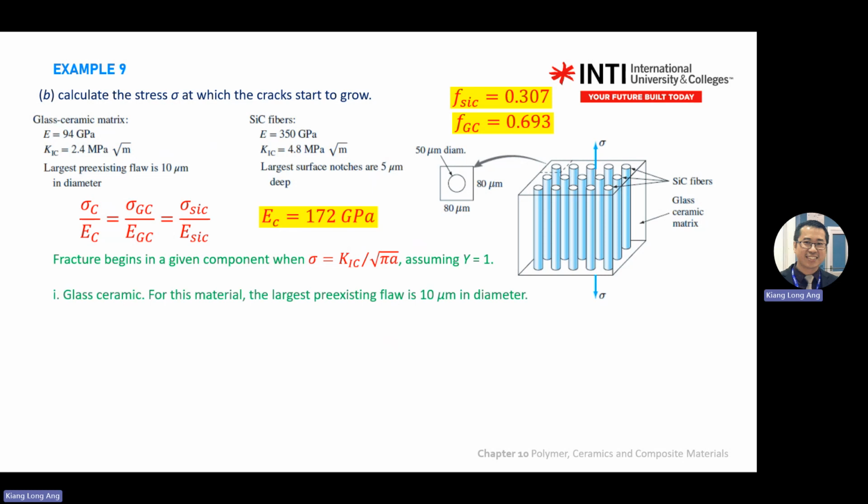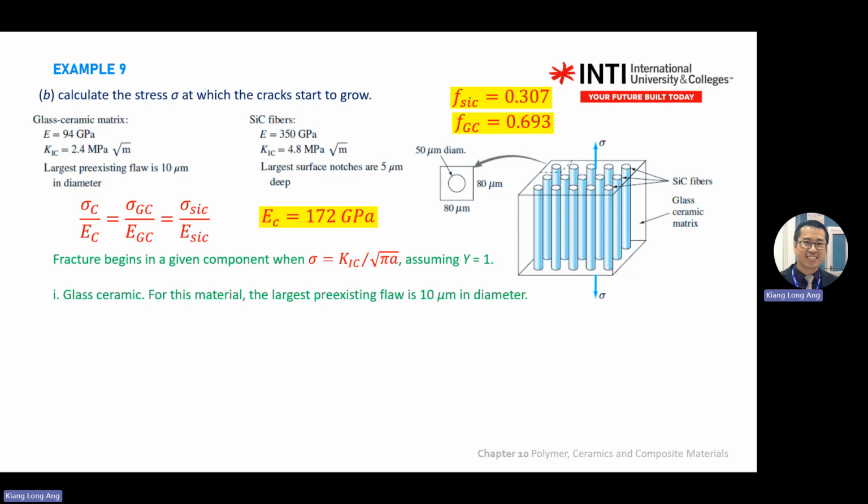For the ceramic matrix, the largest pre-existing flaw is 10 micrometer in diameter. Remember that when we say defect, you have two types of defect. One is at the edge, this is A. One is internal, this is 2A. So you need to remember this.